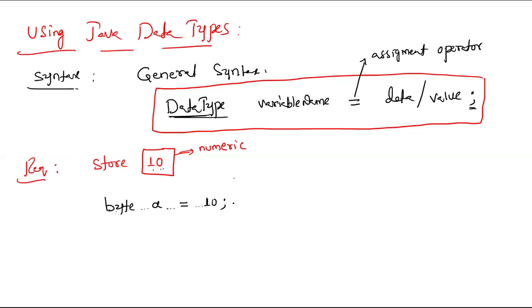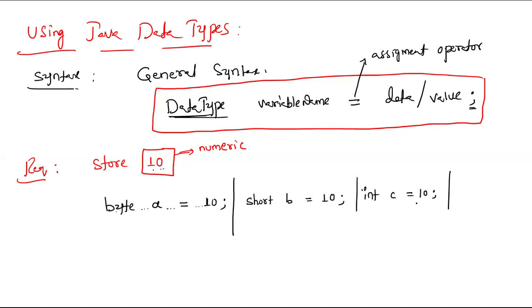Then in the same way, to store numeric data, we can also use short. So here I'm using short, then some variable name B of programmer choice, then the same value 10. Then we can also use int. So here I'm using the int type, then C is my next variable name, equals the same value 10. Then next I'm using long. Long has a purpose, I'll discuss later.